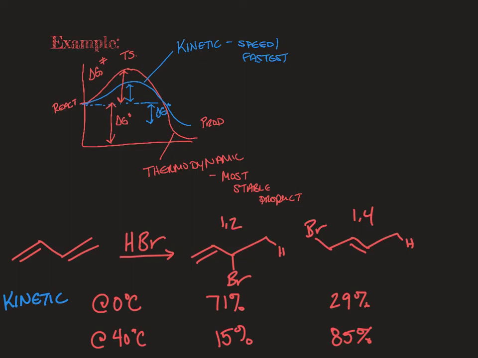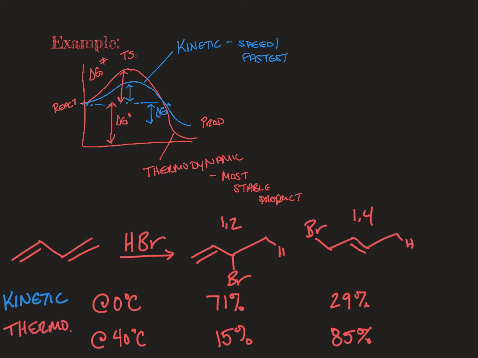For the heated reaction, if you apply heat, you give it enough energy to eventually get up and over that bigger bump, the red pathway, and filter down to the more stable product. So that means we get more of the 1,4. That is our thermodynamic control.